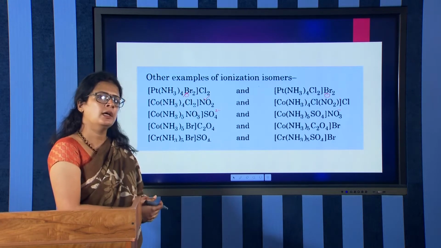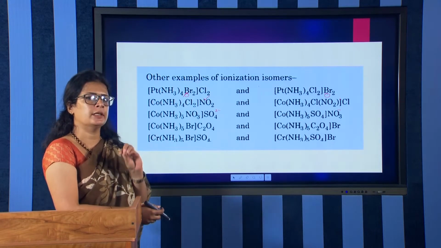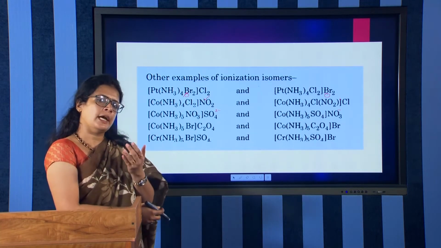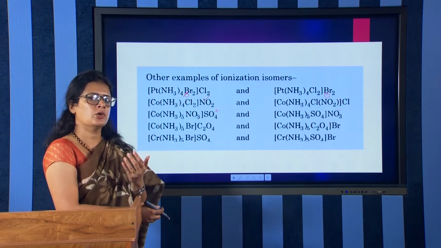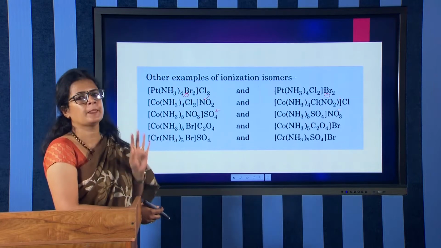Ionization isomers are isomers which show a difference in the ions furnished in the solution, where ions or neutral molecules are exchanged between the coordination sphere and the counter ion part.